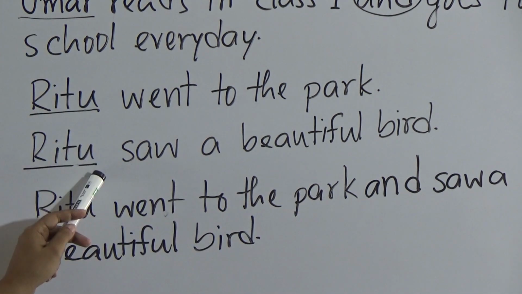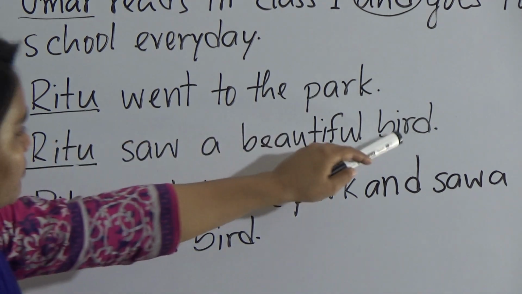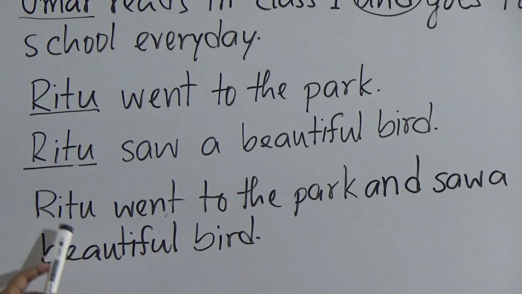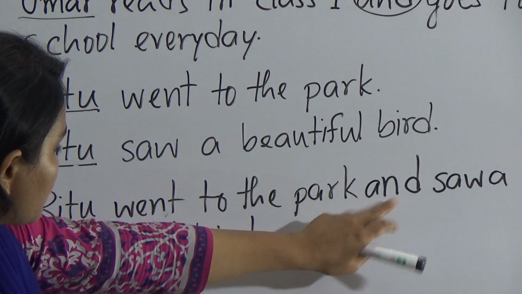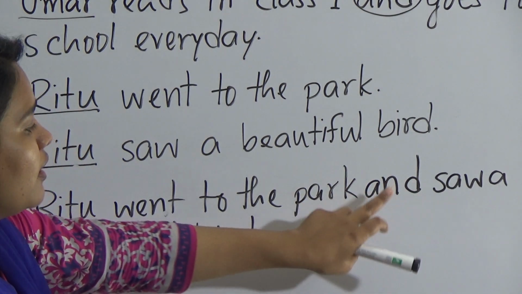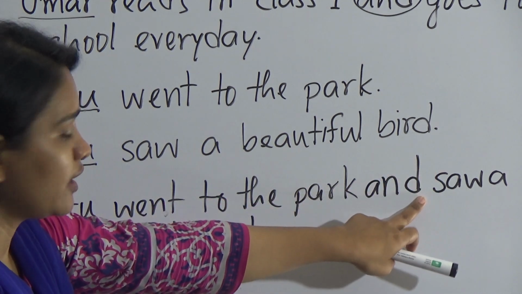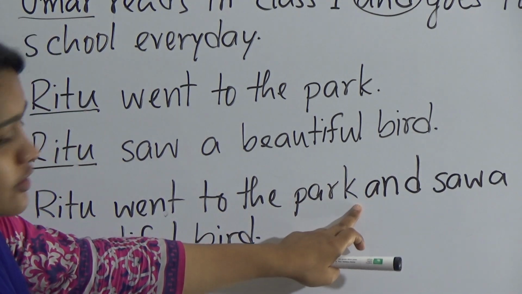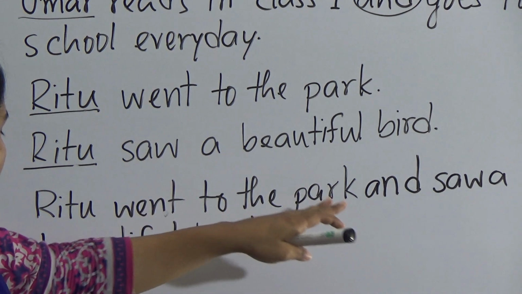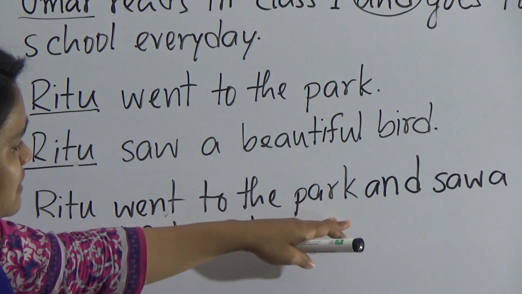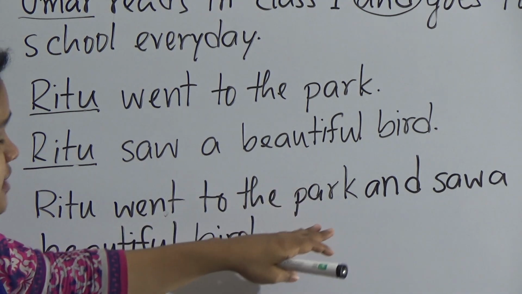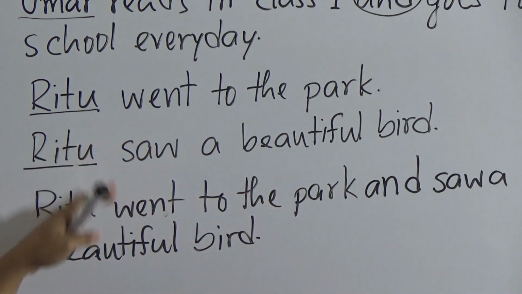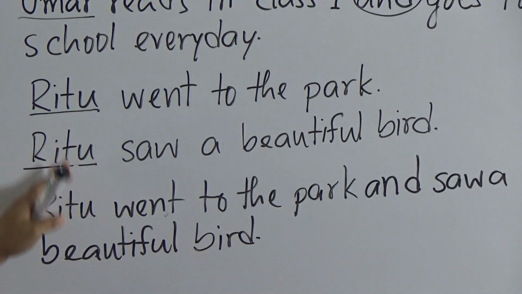So there are two sentences. Ritu went to the park, Ritu saw a beautiful bird. And after joining the sentences with and, Ritu went to the park and saw a beautiful bird. In this sentence, we didn't write Ritu again, and we used and to join these two sentences about Ritu. That means they both show a similar idea, or both express the idea about Ritu or give us information about the person Ritu. So just like this we will do our exercise today.